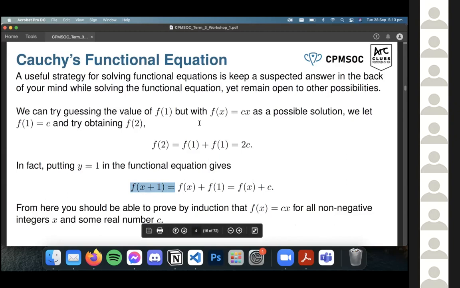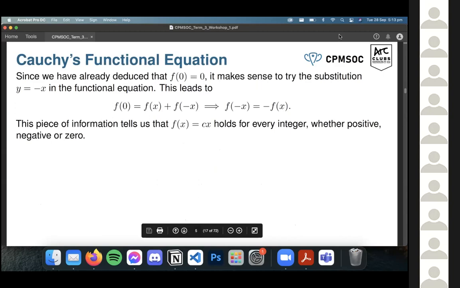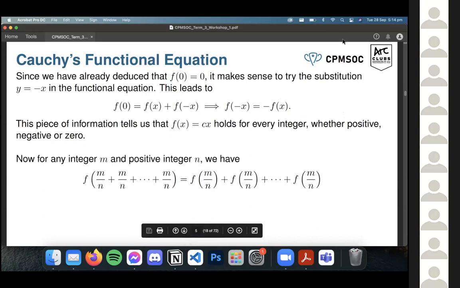Now that we're done with positive integers, let's go on to finding out how to do negative integers. Since we've already deduced that f of 0 equals 0, we can do a trick where f of 0 is equal to f of x plus f of minus x. From this, we get that f of minus x is equal to minus f of x. So not only have we proved this for all positive integers, we have now proved it for all negative integers. Are there any questions on that? No? Okay. All good.